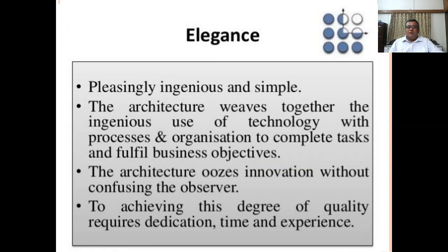Elegance. Elegance means pleasingly ingenious and simple. Elegance means appearance. The architecture weaves together the ingenious use of technology with process and organization to complete tasks and fulfill business objectives. So the architecture uses innovation without confusing the observer, and achieving this degree of quality requires dedication, time and experience. So a structure should be pleasingly ingenious and simple. It should appear as a simple structure and as a whole.